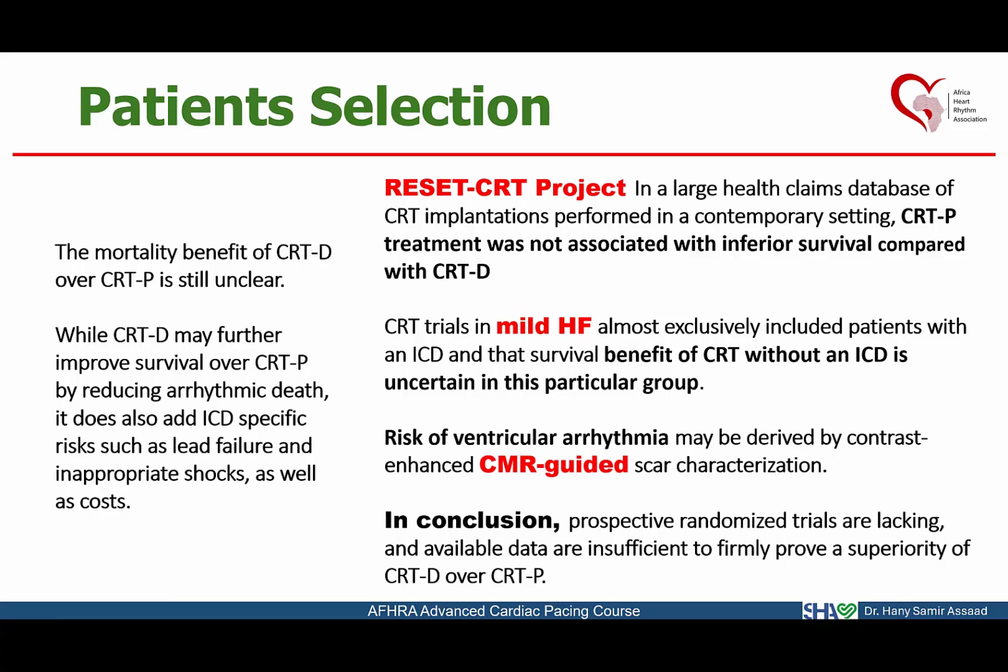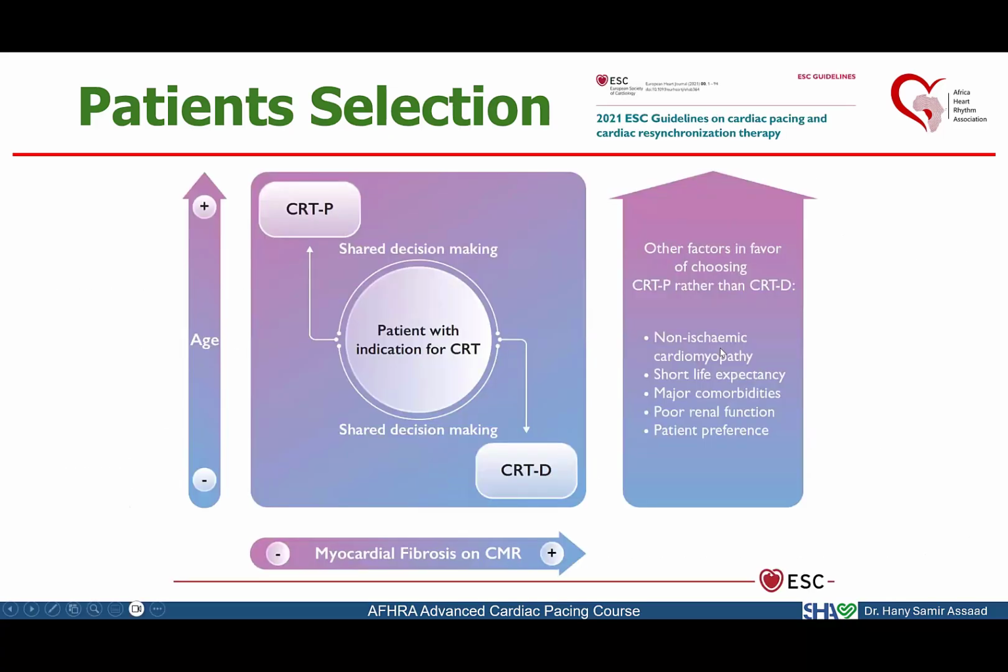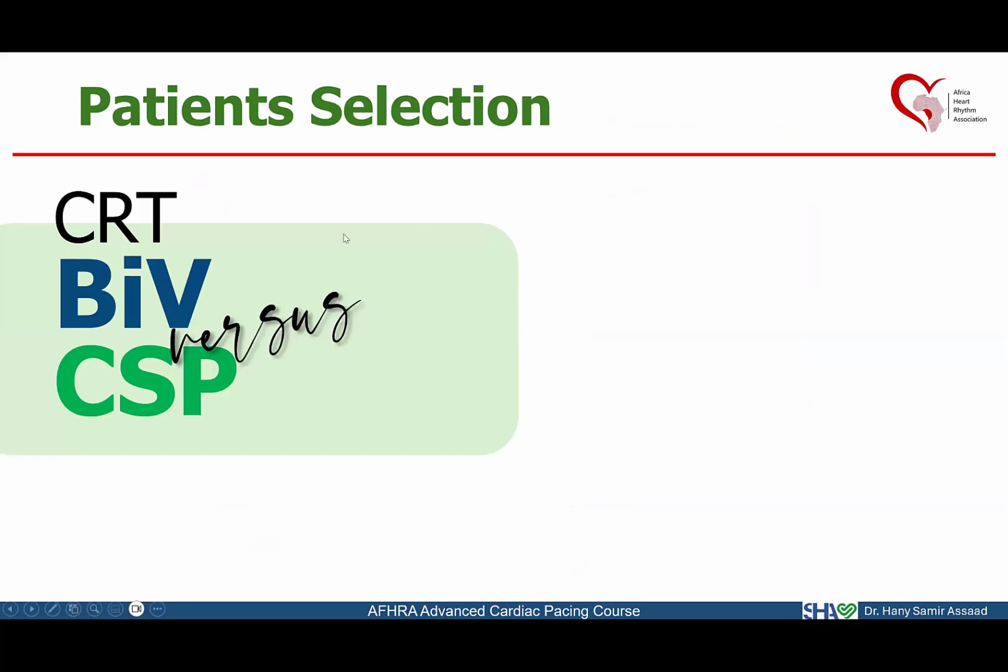The European guidelines have given us some guidance in that matter. The older the patient, the shorter the life expectancy. If it's non-ischemic cardiomyopathy, with major comorbidities and poor renal function, a CRT-P implantation is more convenient. The younger the patient, the more myocardial fibrosis on CMR, and the more ischemic cardiomyopathy, the better it is to implant a CRT-D for the patient. As I said, in 2025, there is more and more selection and more questions to answer before implanting patients.